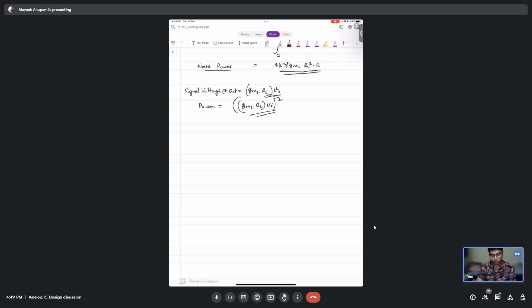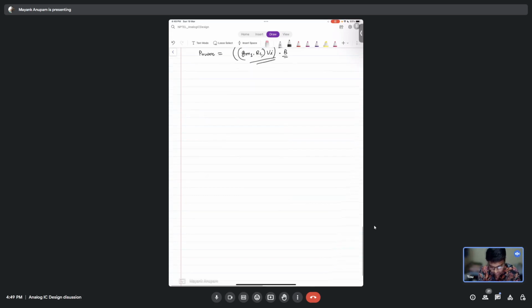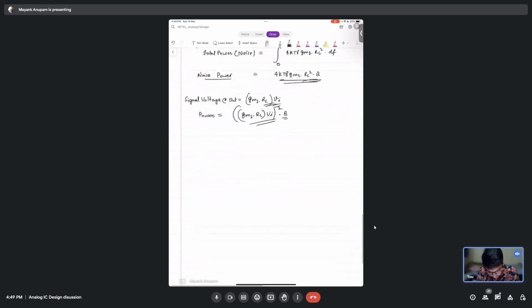So here, when we say power, it is basically voltage squared, not anything else. So you're assuming RL to be 1. You're not really assuming anything here, but that's how it is calculated. And power will then again be multiplied by some bandwidth. Anyway, this is how you calculate your SNR.